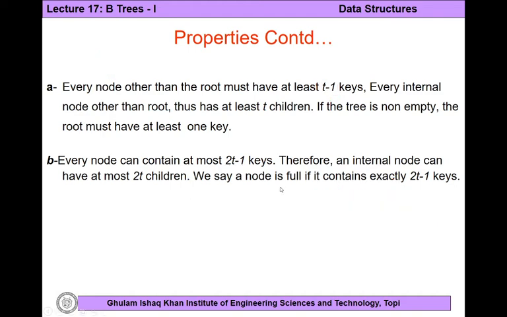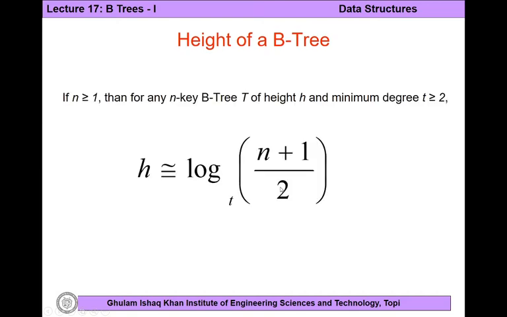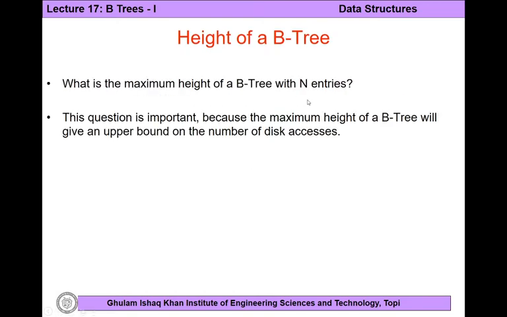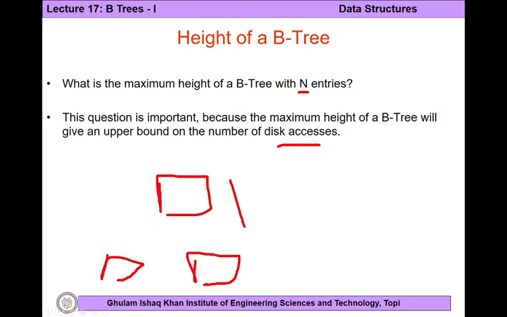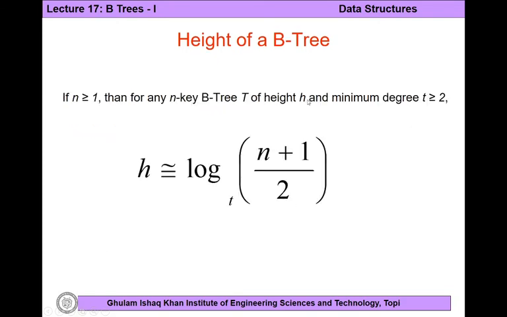Now, what is the maximum height of a B tree? It's a simple formula with n entries. The question is important because the maximum height of a B tree will determine the upper bound on the number of disk accesses, because in the B tree, if something is in the leaf node, you have to go down to the leaf, so it will result in the number of disk accesses. So this is a simple formula where the height of the B tree is determined by (n+1)/2 log to the base t, where t is a value which will be predetermined.